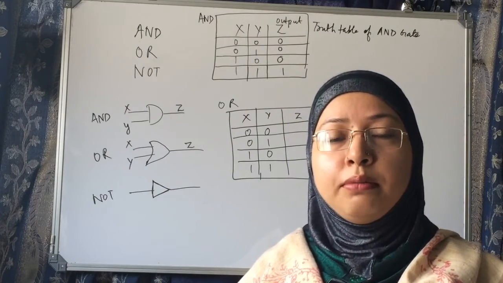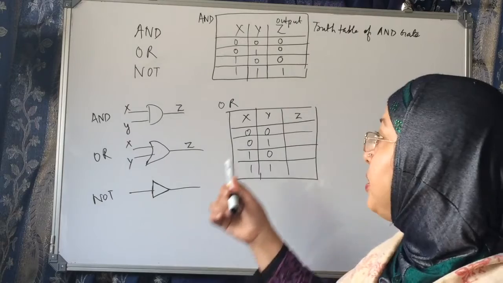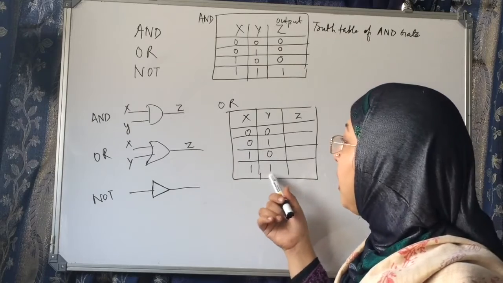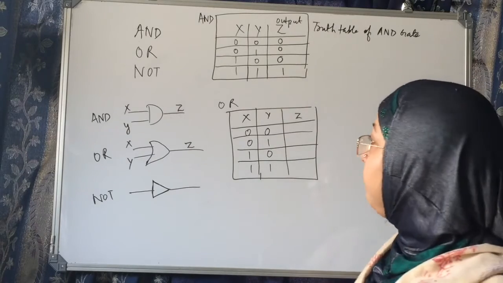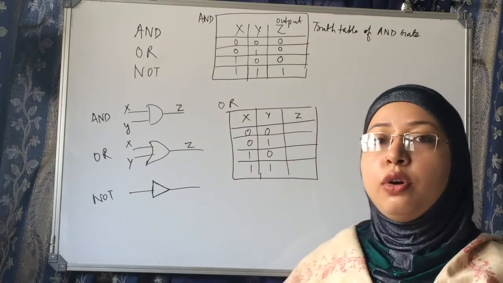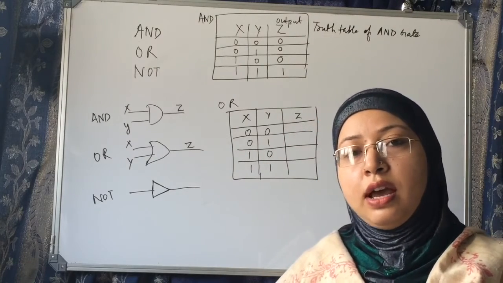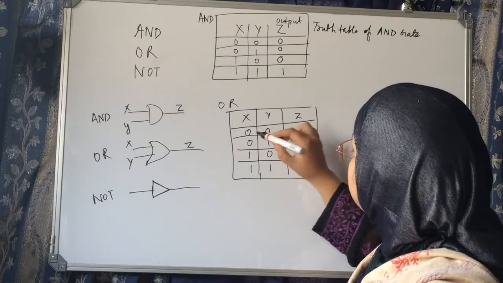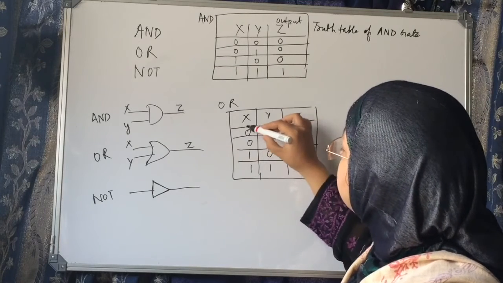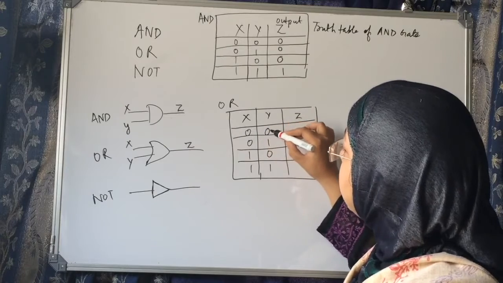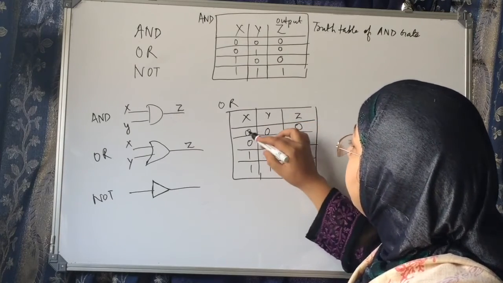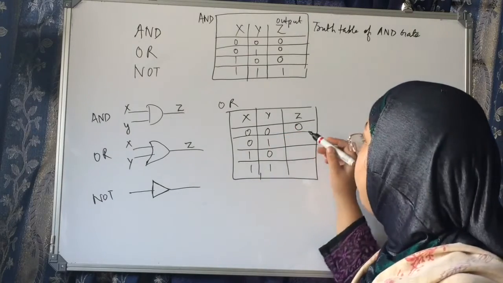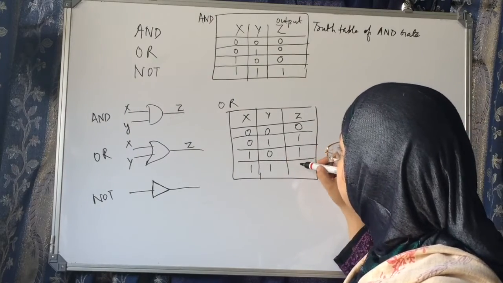Either both of them can be 0, or the first one can be 0 and the second one will be 1, or the first one will be 1 and the second one will be 0, or both can be 1. In case of OR, the output is 0 only when both the inputs are 0. Otherwise, it is 1. Here, the output is 0 only when both the inputs are 0. In the first case, 0 0, the output will be 0 because both the inputs are 0. I told you that only when both the inputs are 0 will the output be 0. Otherwise, it is always 1.